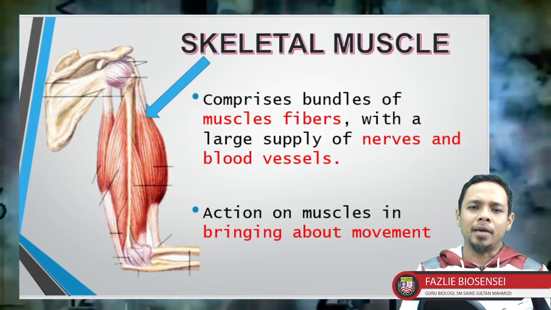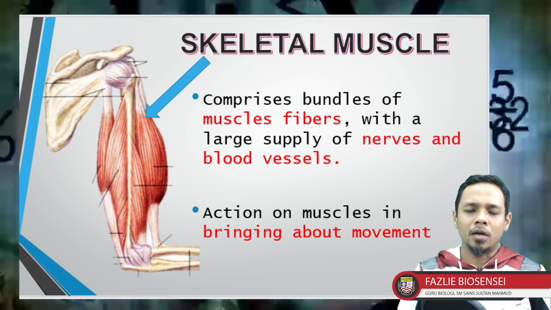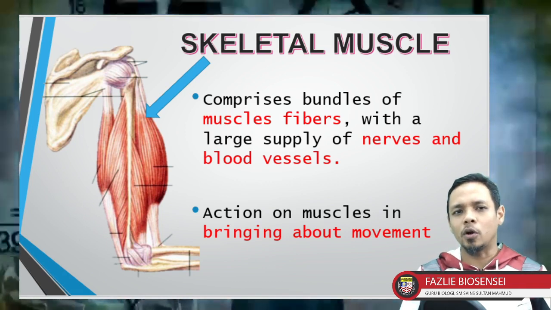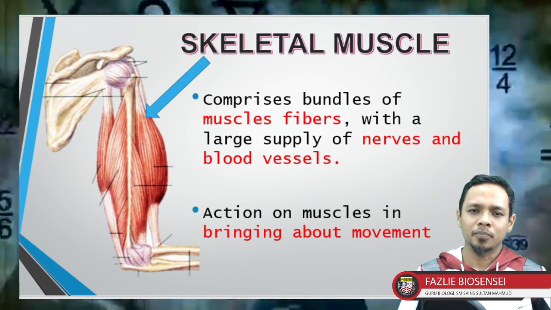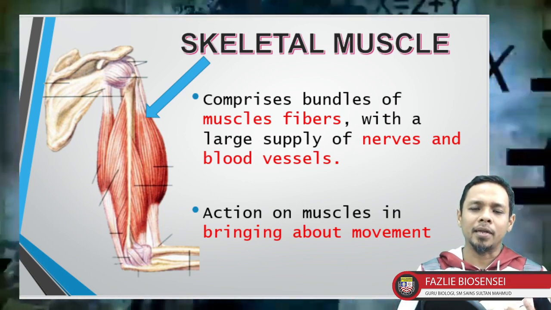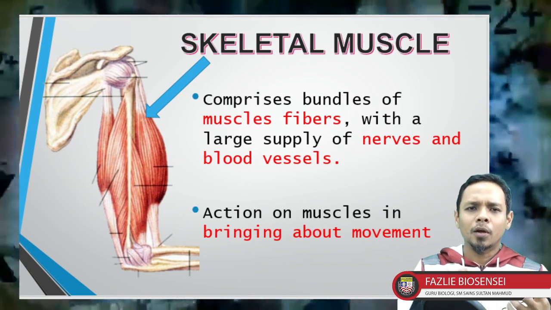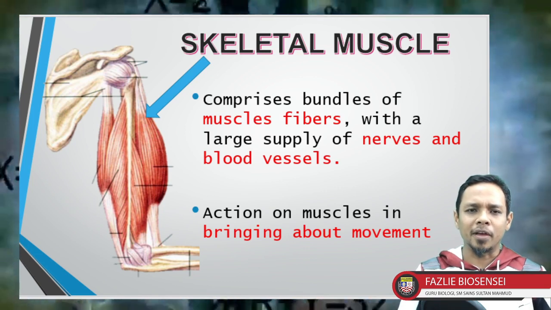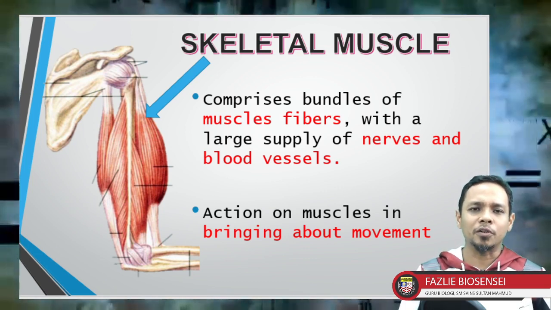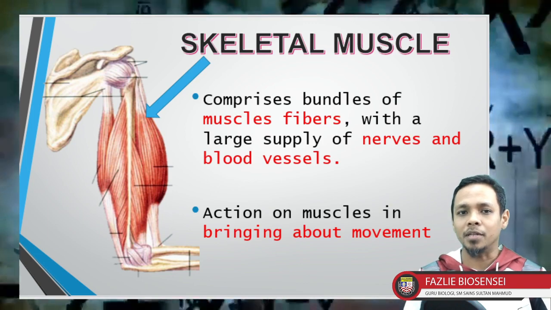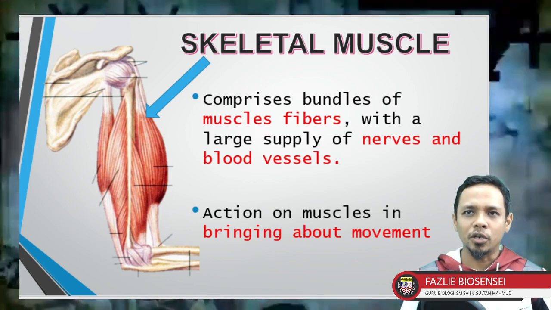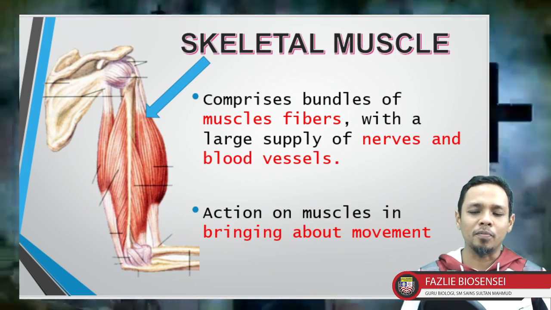So the muscle that is involved in movement and locomotion, we call it skeletal muscle. And then the muscle comprises bundles of muscle fibers, which have a large supply of nerves and nerve impulses. Okay, so the action of muscle is to bring about movement.